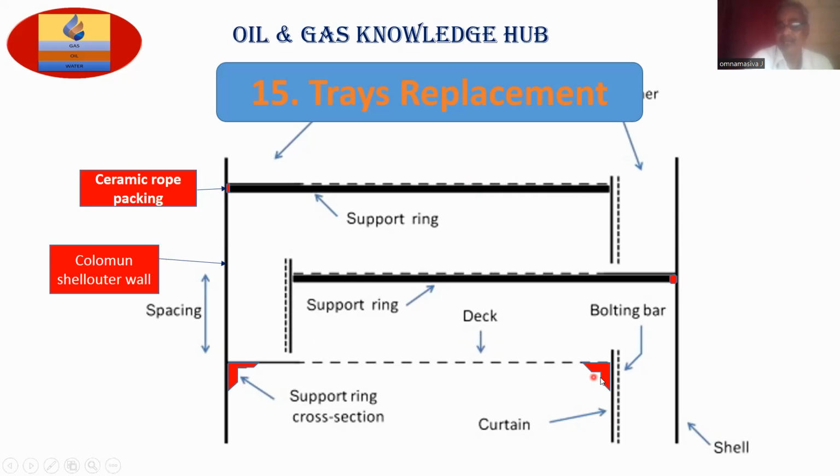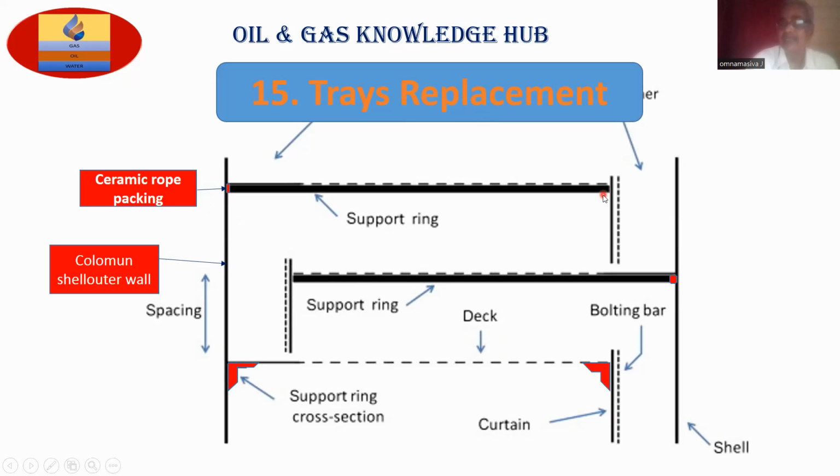Shell wall. Supporting cross section. This is the supporting ring, called TSR, tray supporting ring. The tray supporting ring may be approximately 80 to 100 mm in width, and it is a regular round ring around the whole shell wall up to here.